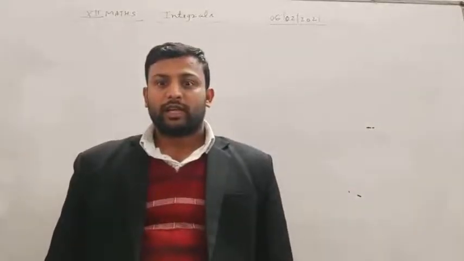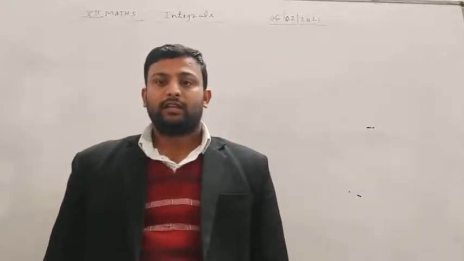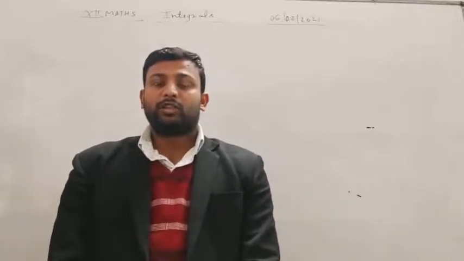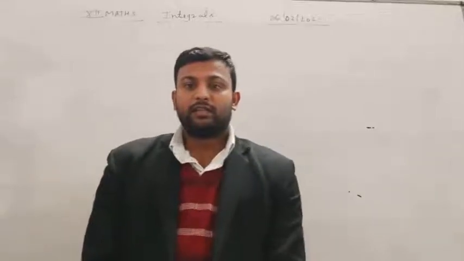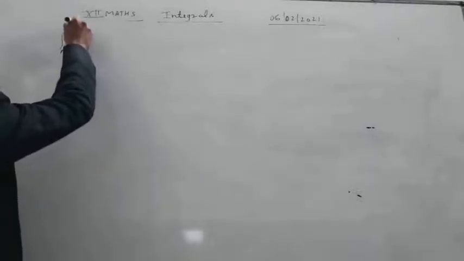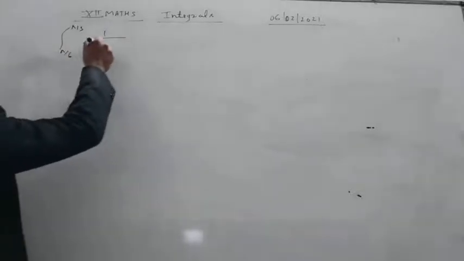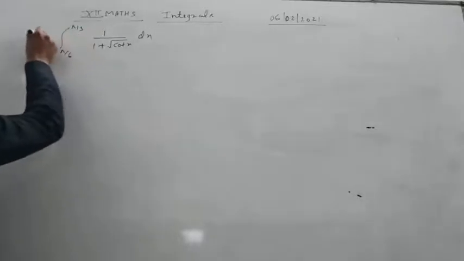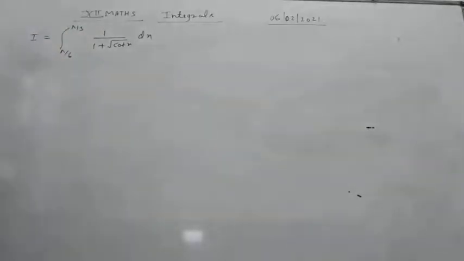Good morning, students. In the last classes, we have been seeing the chapter Integrals, under which we are solving board examination questions. Now today we will see some other board examination questions of the chapter Integrals. Let's see. Our first question is: find the integral from pi by 6 to pi by 3 of 1 by 1 plus root cot x dx. Okay, students, so this is our next question and we have to find the integral.